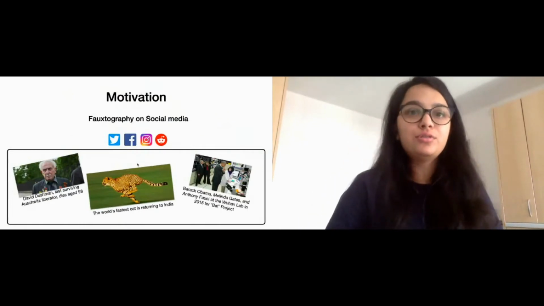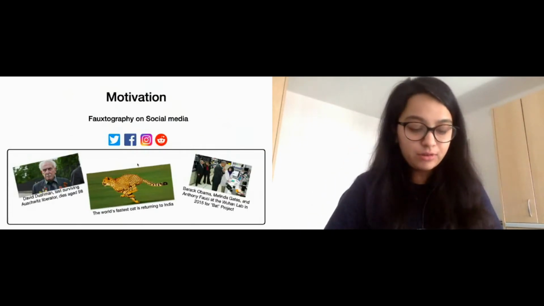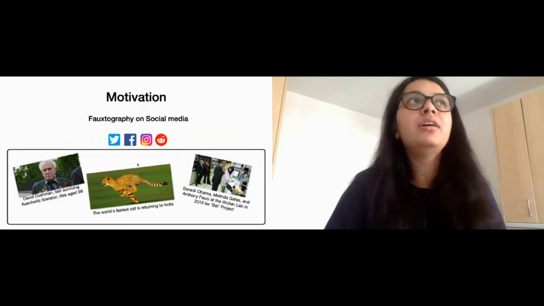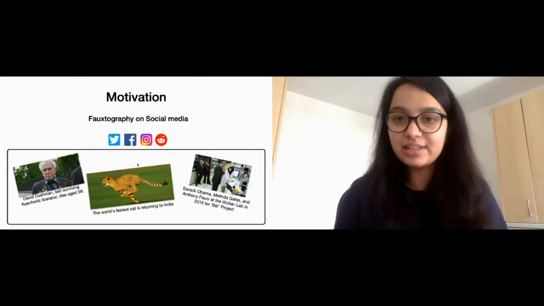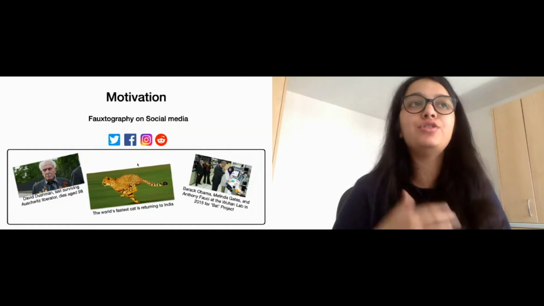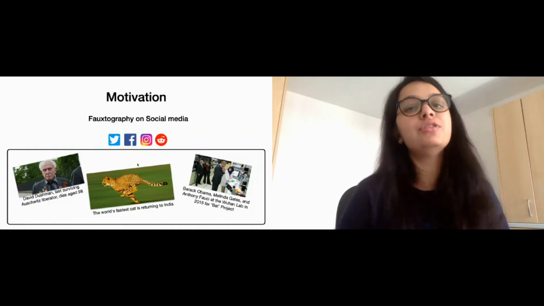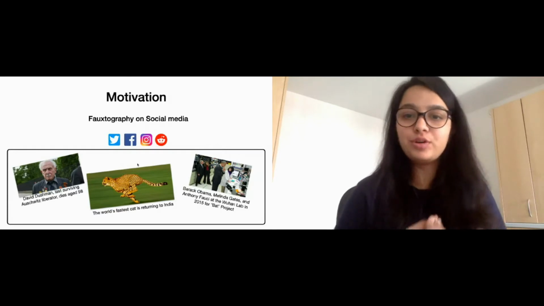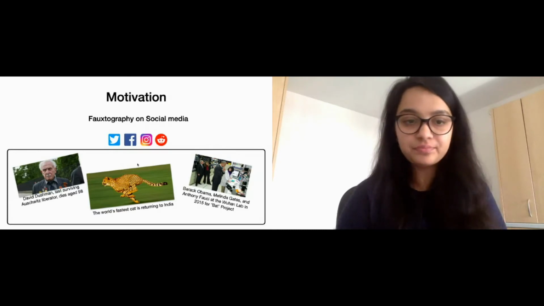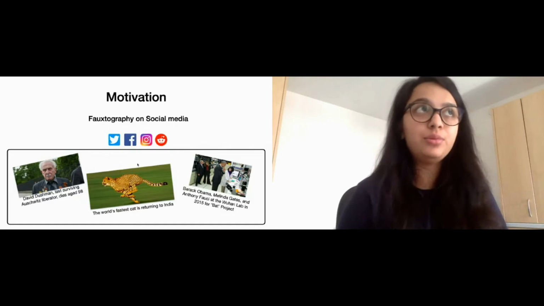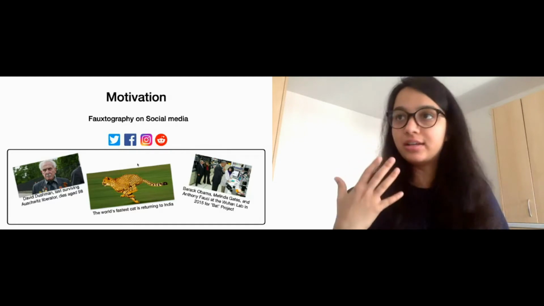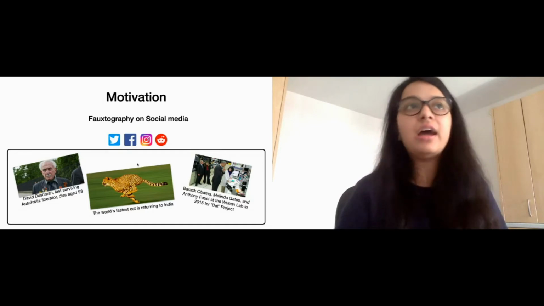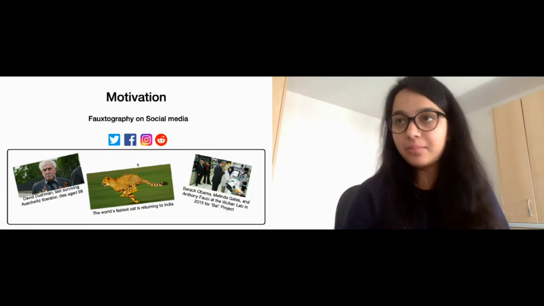Why do we want to detect out of context images? We're all living in the digital era, right? And we consume most of our information, most of our news, via social media platforms like Facebook, Twitter, and so on. But we don't know which of the articles are genuine, which of the articles are identified as true, and which of them are false.